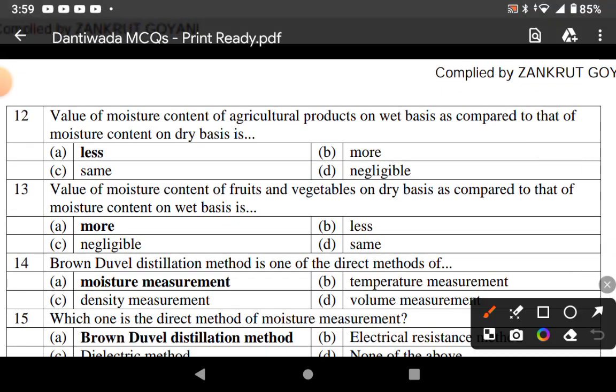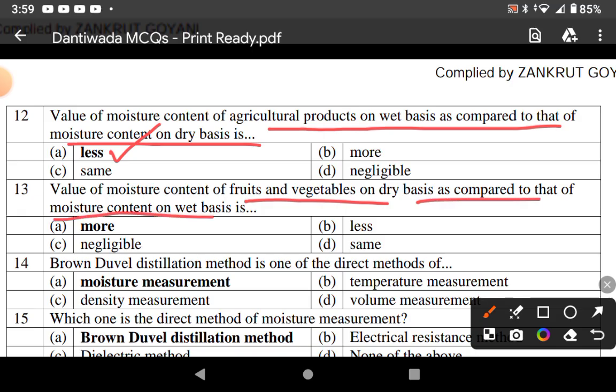The value of moisture content of agriculture product on wet basis compared to moisture content on dry basis is less. The value of moisture content of fruit and vegetable on dry basis compared to the moisture level on wet basis is more.